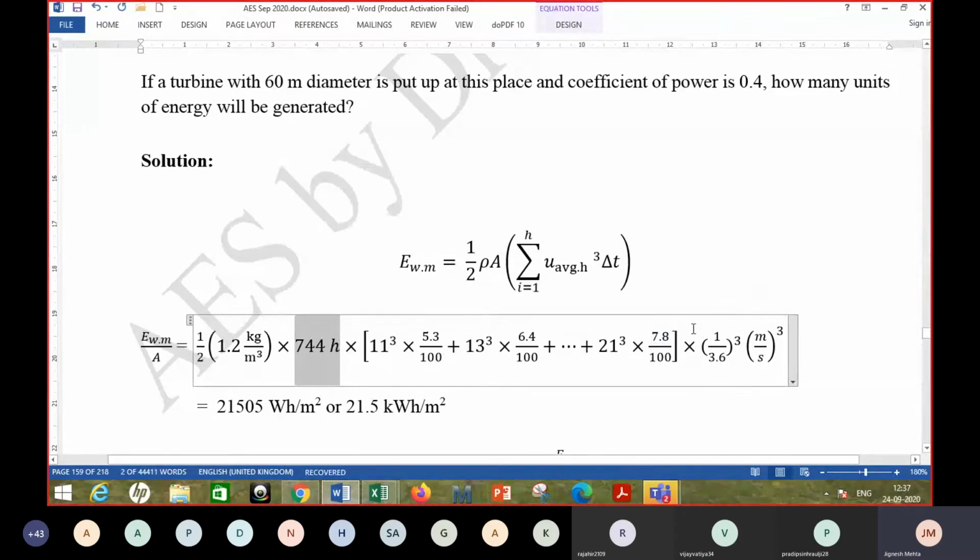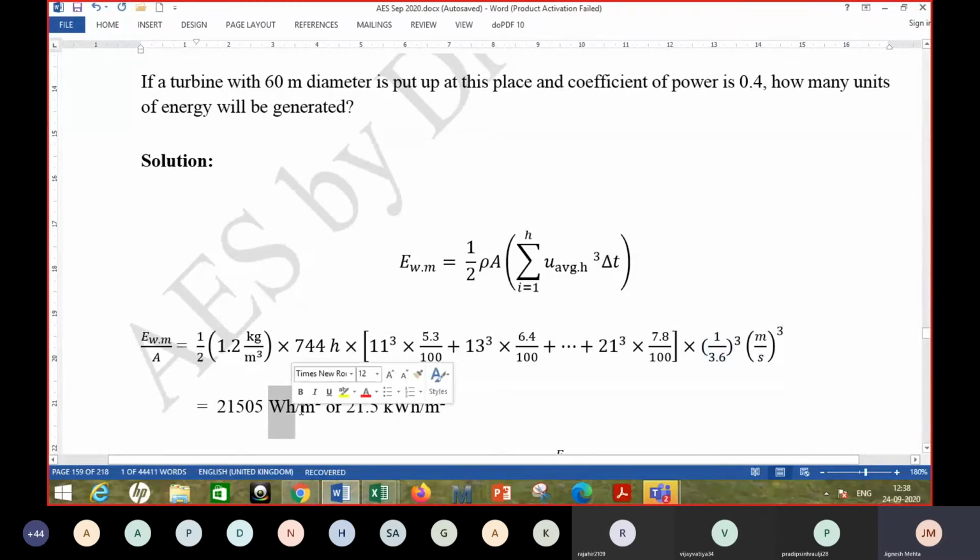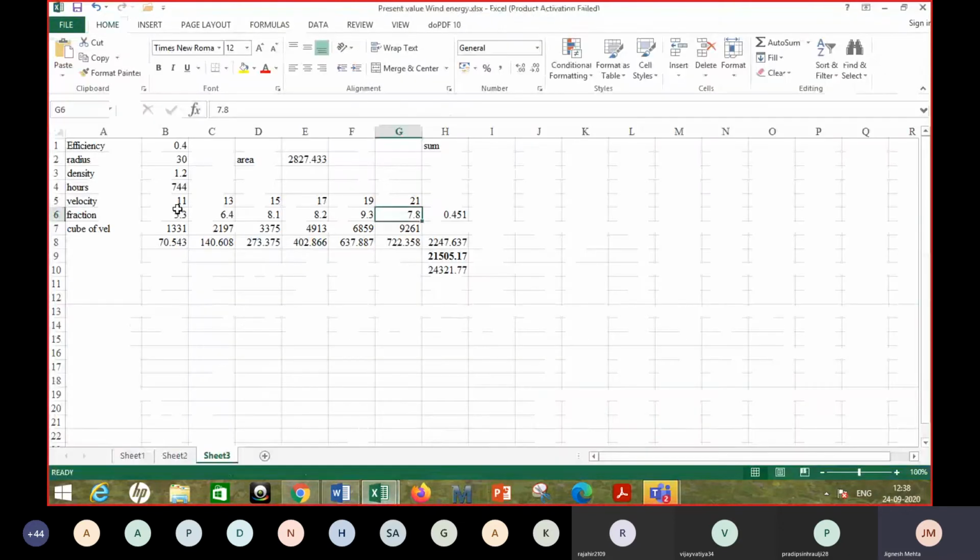And then these velocities are put in kilometer per hour, but you should convert it into meter per second. And this is applicable to all the readings. So it has been multiplied by 1 upon 3.6 cube, because it is the cube of the velocity, right? So that is meter per second cube. So all required things are done to get the reading in watt hour per meter square. Okay, so I have calculated it in an Excel sheet.